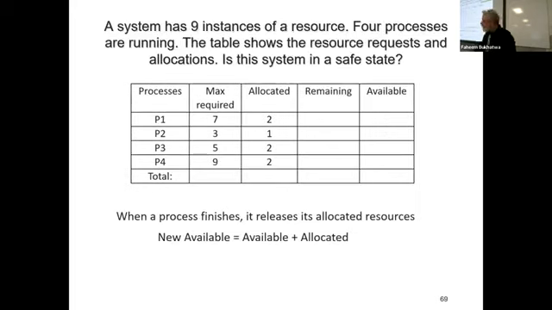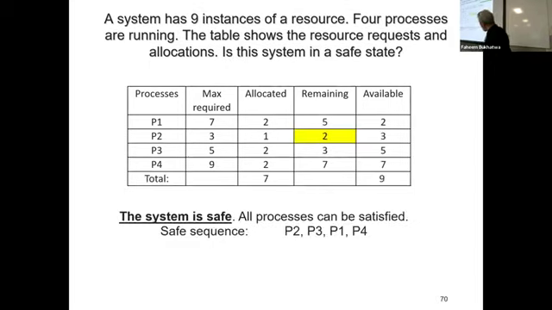So this is really what you should be doing. Create a remaining and available. So there it is. That one still needs 5, this one still needs 2, this one still needs 3, and this one still needs 7. Total allocated is 7 out of 9. We still have remaining 2.